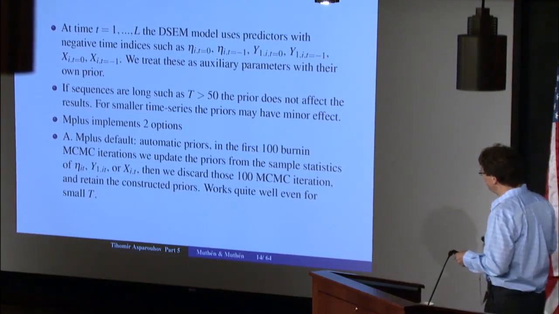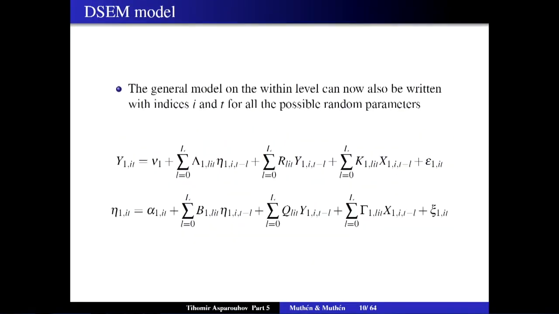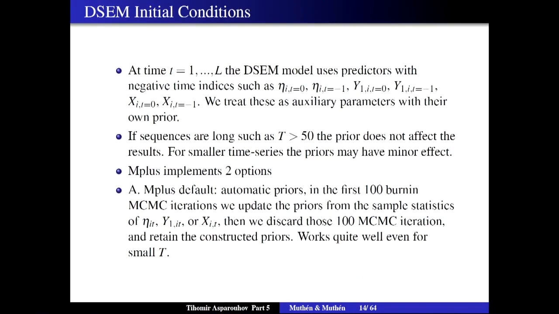To specify completely this DSEM model, we also have to specify the initial conditions. So when we talk about these regression equations here, when you start the sequence, say at time t equals 1, you're going to get these variables that have negative indices and 0 indices. So you have to start somewhere. And there are different approaches in the literature. But what we do in Mplus is treat these variables with negative indices as auxiliary parameters. They have their own prior.